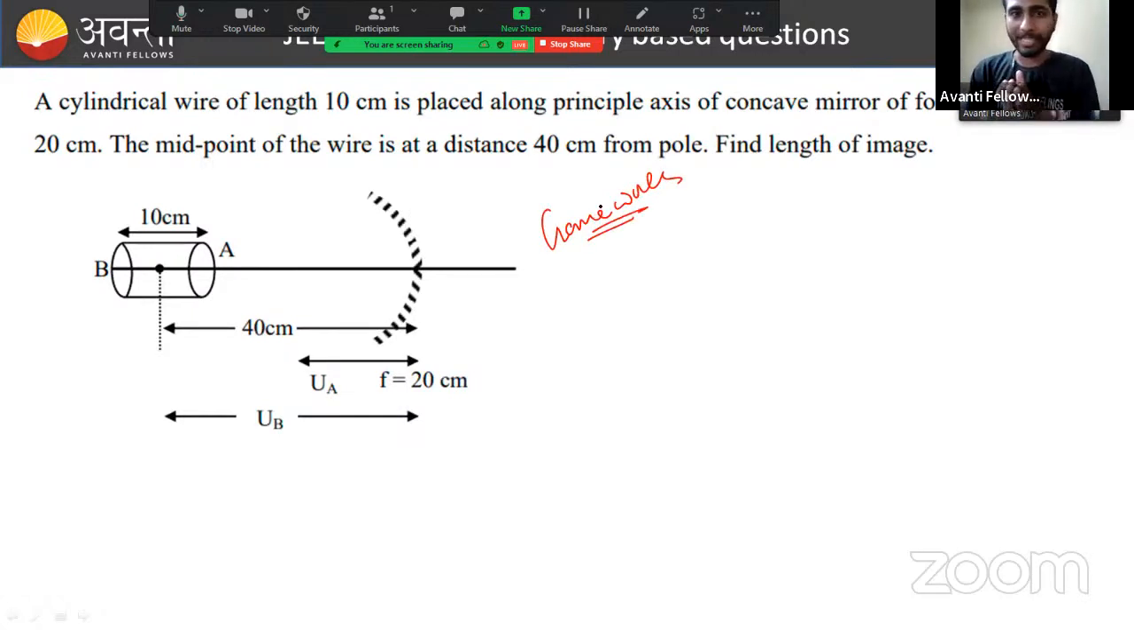Okay, let's meet in tomorrow's class, I will explain this one. Simple. We have to calculate the image distance. I'll explain it now.